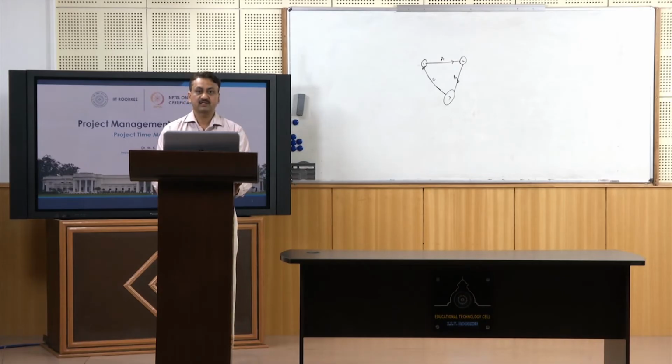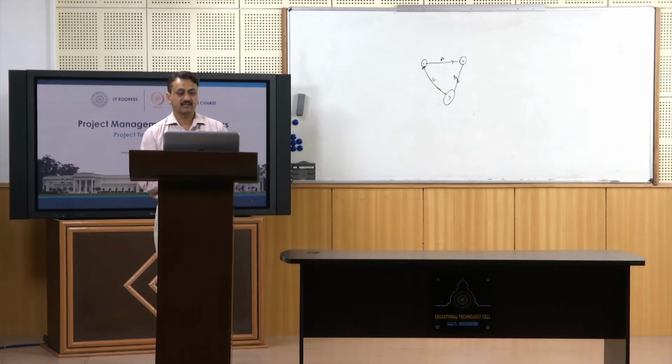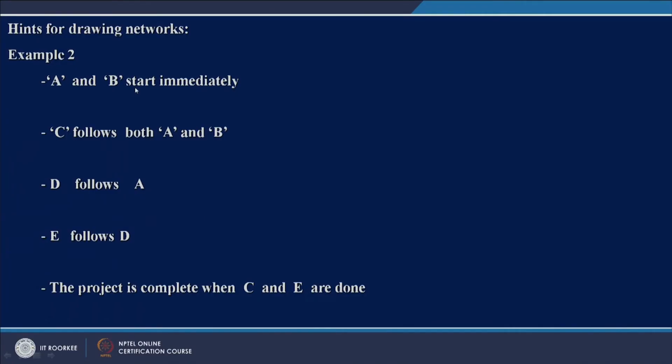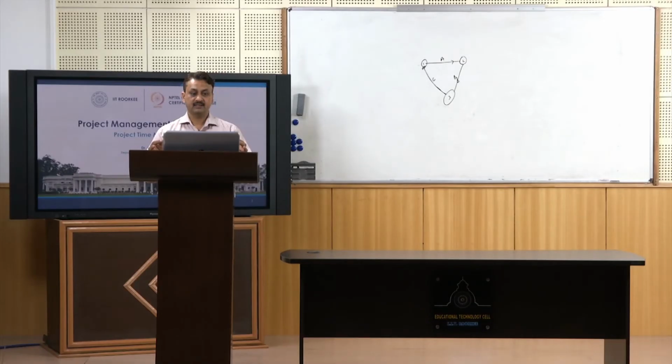Let us look at this particular example. What is the example? A and B start immediately. So, you just start preparing, you take a pen and notebook and start preparing the network. A and B start simultaneously, C follows both A and B. Just draw a network. So, A and B are starting, and C is following A and B.